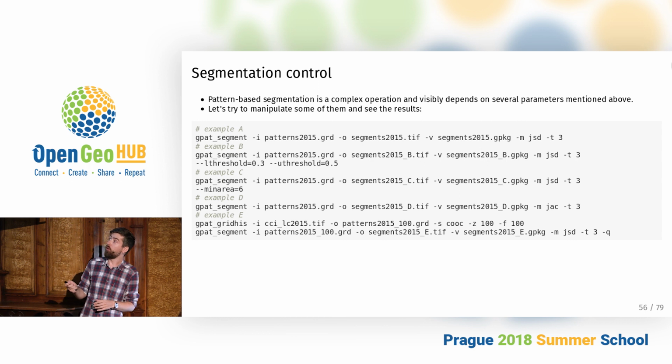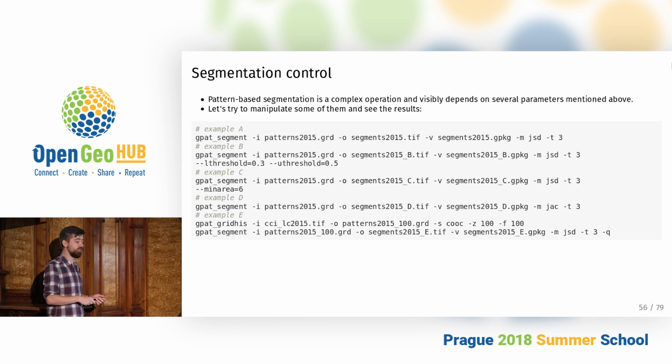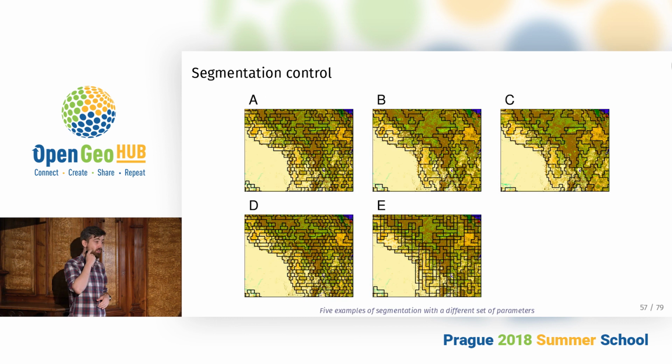With the fourth example, I changed the similarity measure. So instead of using Jensen-Shannon divergence, I'm using Jaccard. And the last one is an example of using 4 neighborhoods. So instead of this brick topology, using the traditional 4 connectivity. And those are the results.